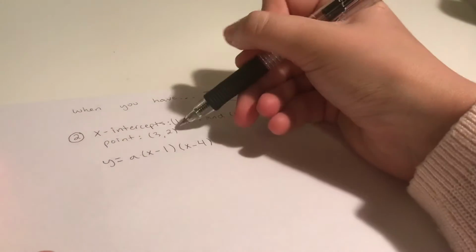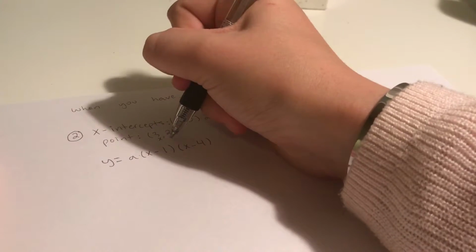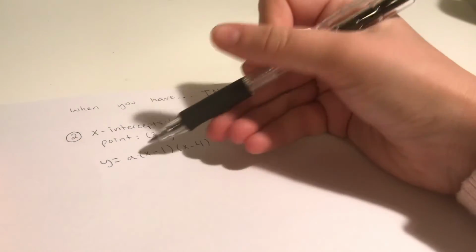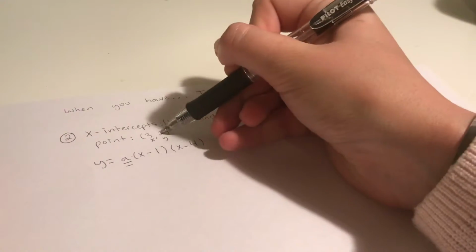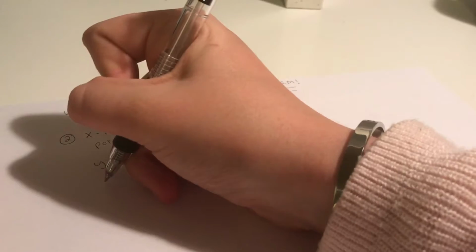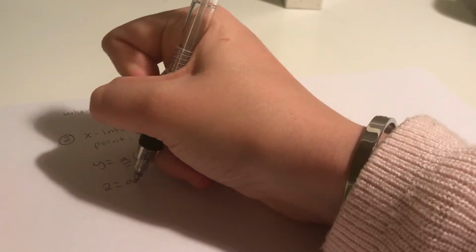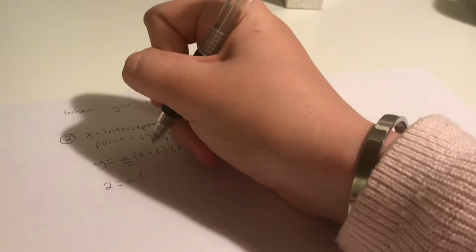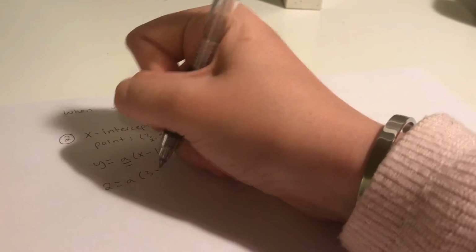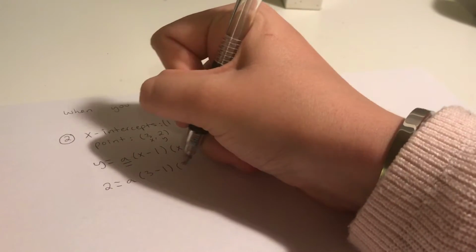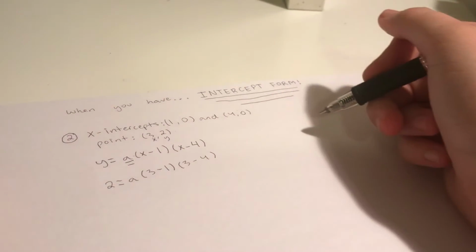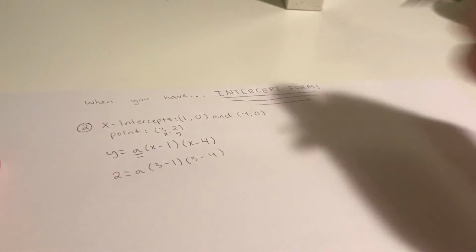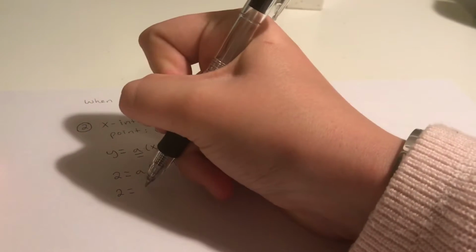And then you have this point right here. You have x and y. So to be able to solve for this a value right here, you want to plug in your x value and your y value. So you want to plug in 2 equals a, because you don't know that a yet. You're trying to figure that out, sorry. And then your 3 minus 1 and your 3 minus 4. Oh, that got crooked. Oopsie. And then you have 2 equals a.